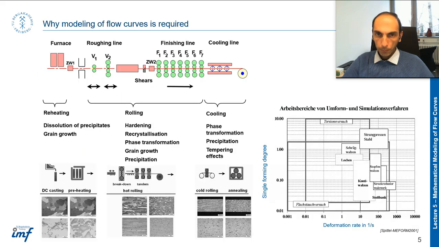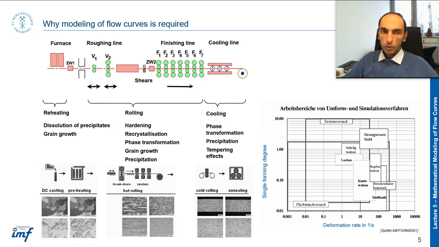Okay. Here you can see an example, a rolling process with different rolling mills, with different rolling stages. And okay, of course, it starts with the furnace stage, or reheating, that we increase the temperature of the material.